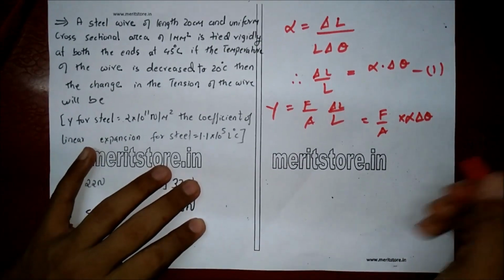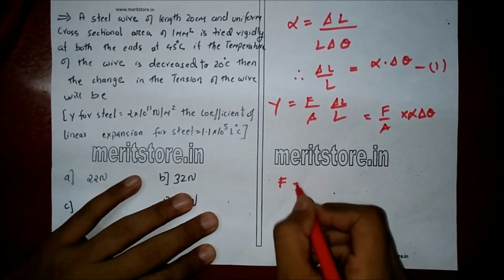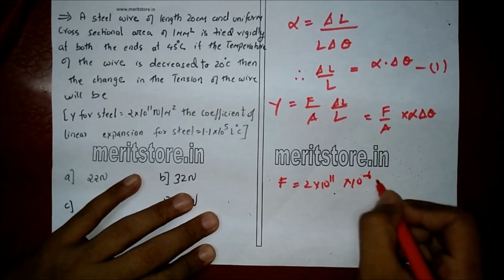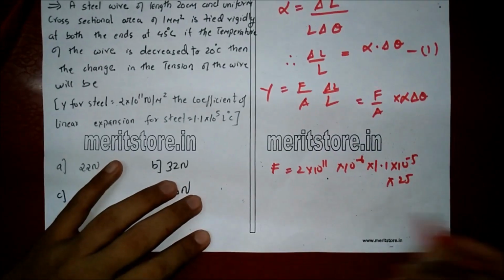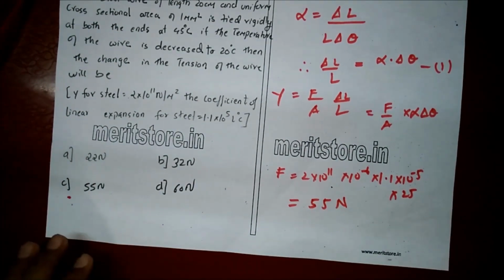So now we need to find the value of the force. Therefore, F will be equal to 2 into 10 raised to 11 into 10 raised to minus 6 into 1.1 into 10 raised to minus 5 into 25. Therefore, on calculation, we get the answer as 55 newtons. Therefore, here the correct answer will be option C.